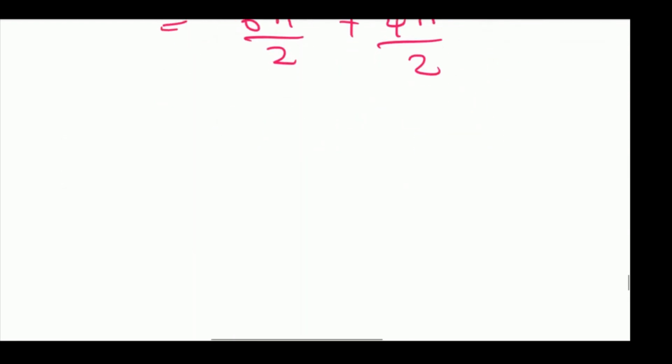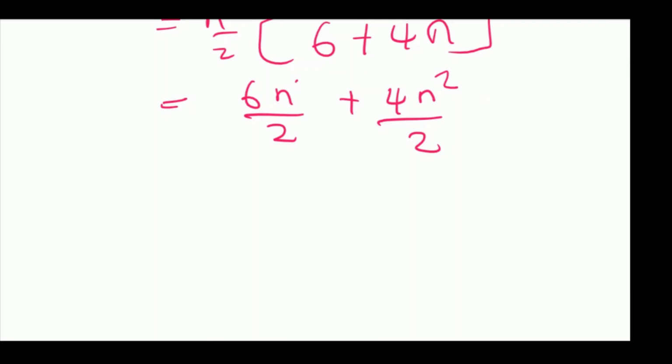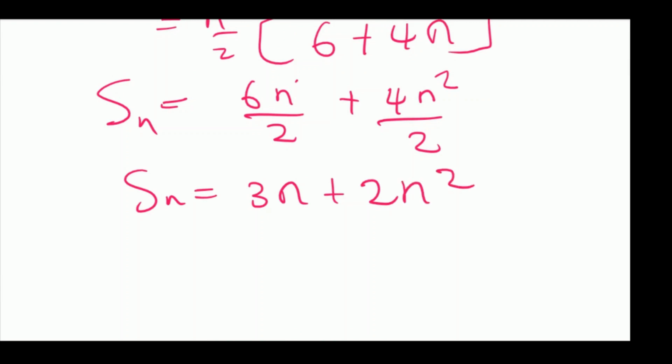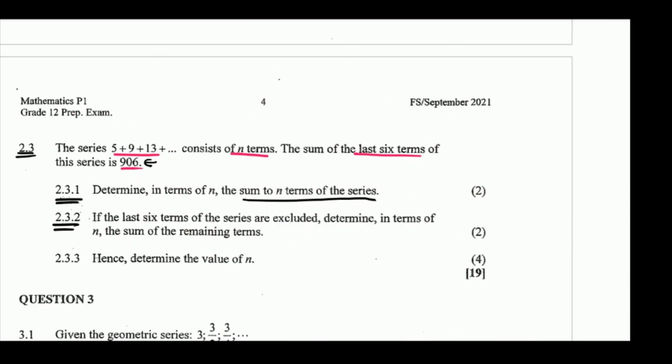So your solution of your sum is going to be 3n plus 2n squared. So this is our sum of n terms. 2.3.2 says that if the last 6 terms of the series are excluded, determine in terms of n the sum of the remaining terms.